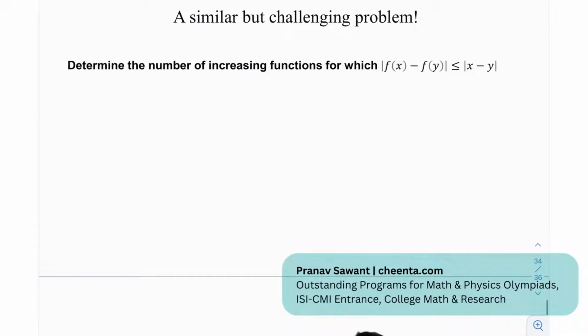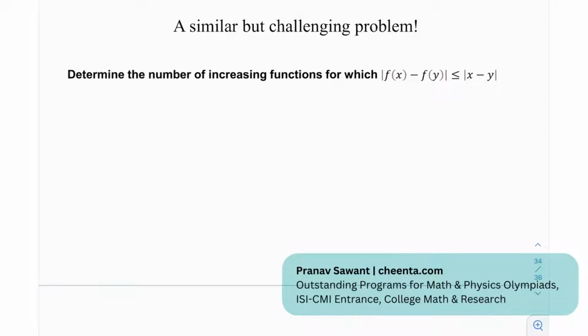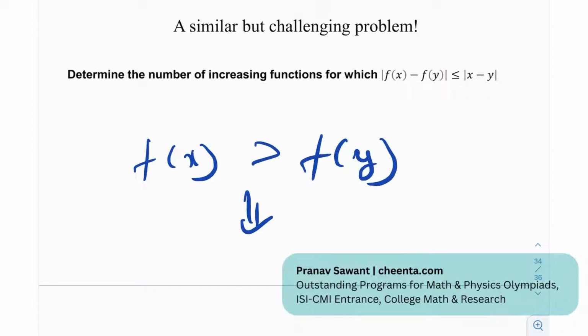Okay, so we have a similar but challenging problem. In this, I wanted to determine the number of increasing functions for which mod of f of x minus f of y is less than or equal to mod of x minus y. An increasing function is a function which is always increasing. So if f of x is greater than f of y, then that necessarily means that x is greater than y. So determine the number of such functions for which this condition holds.